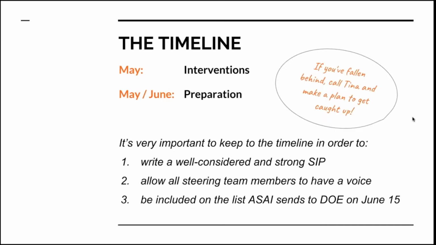And then your timeline, of course, you're going to have May for the actual interventions, and then May and June preparation. And don't count on the end of June. Count on trying to get this done the earlier part of June, because that way you can see that you do need to be included on the list ASA sends to the DOE on June 15th.